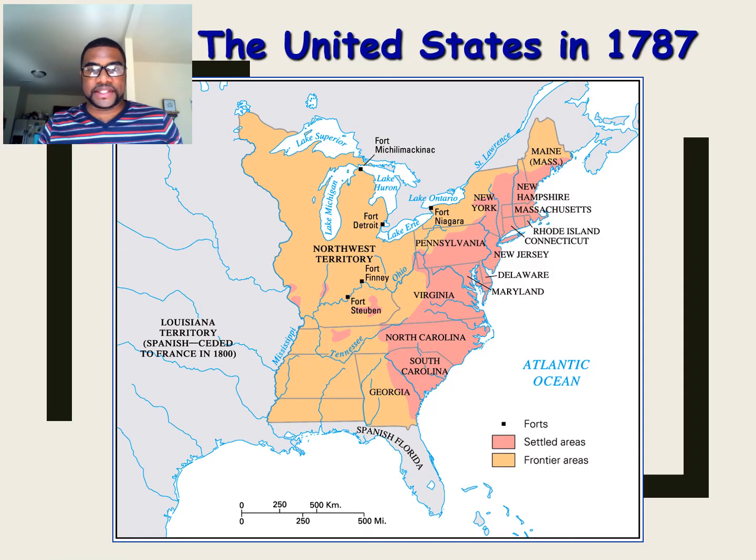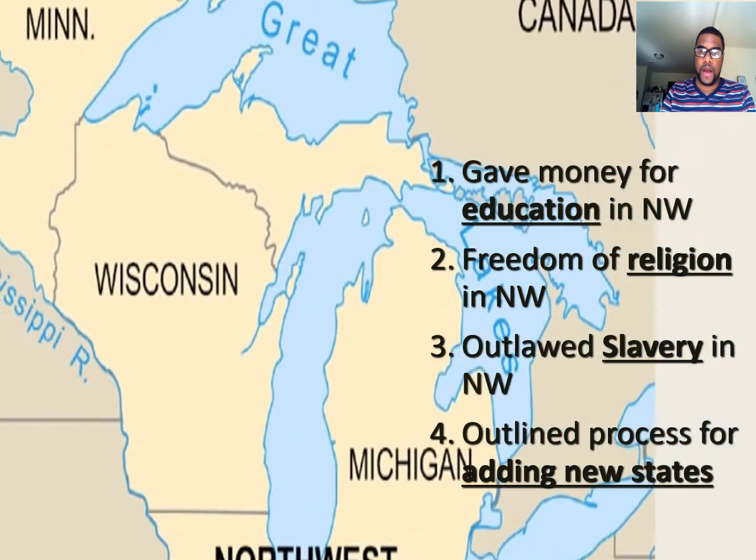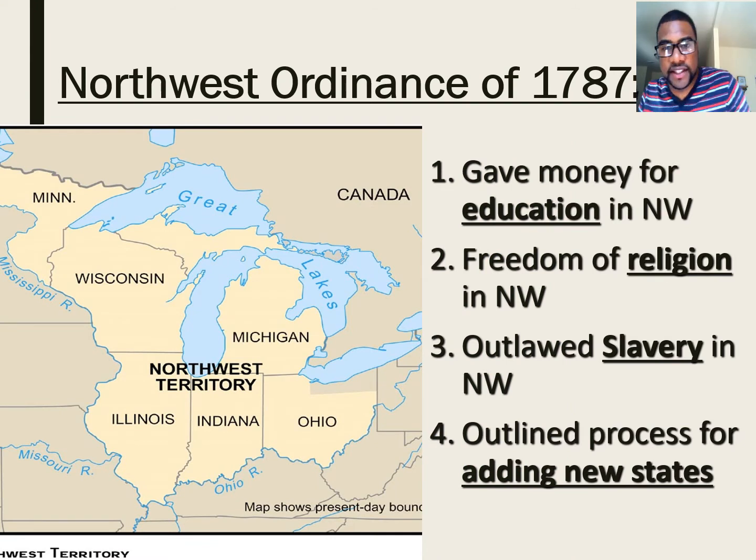All right. This is a map of the United States in 1787, so you can get an idea of what areas were settled and what areas were frontier areas, or areas that were not quite settled. The Northwest Ordinance of 1787 gave money for education in the Northwest Territory. It gave freedom of religion in the Northwest Territory. It outlawed slavery in the Northwest Territory and outlined the process for adding new states.